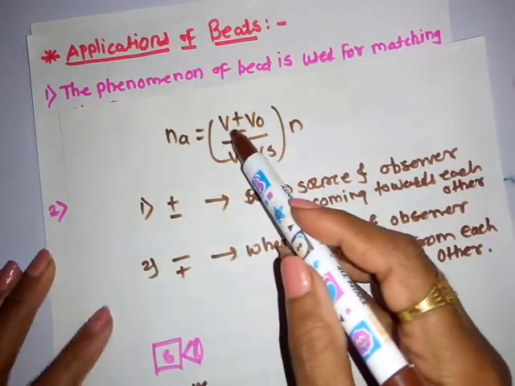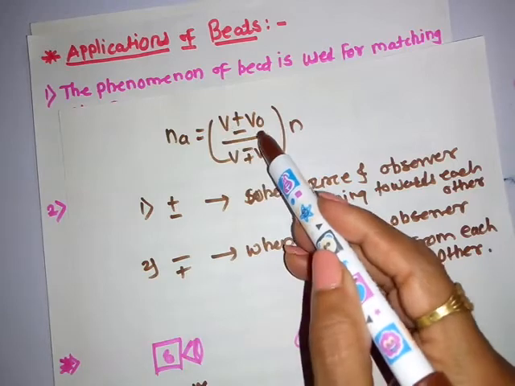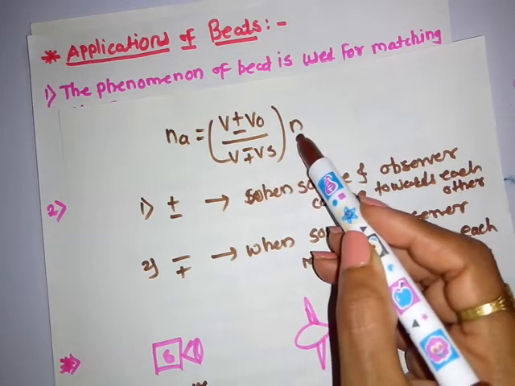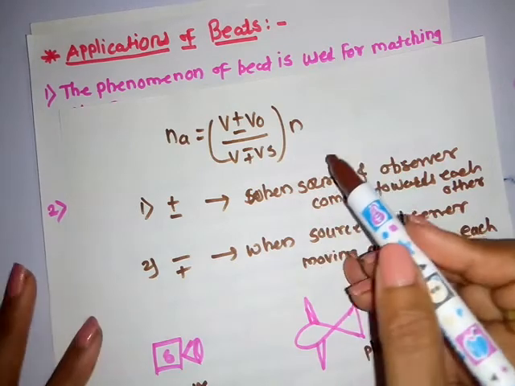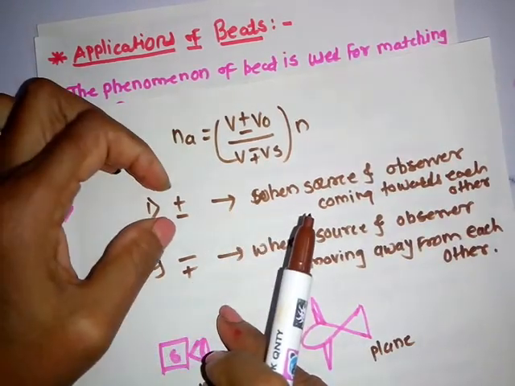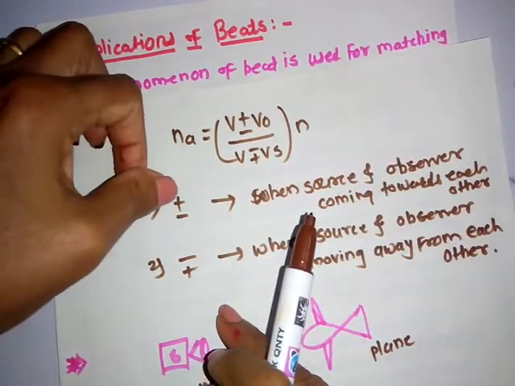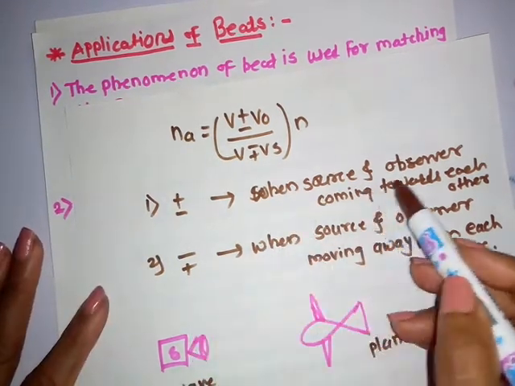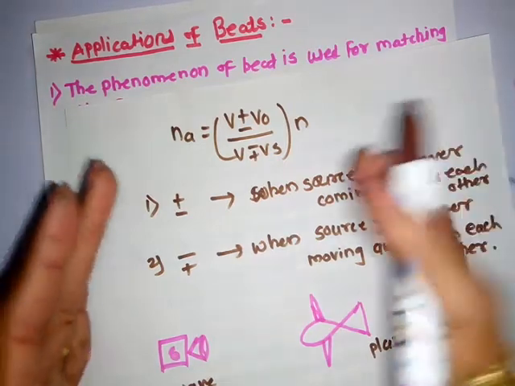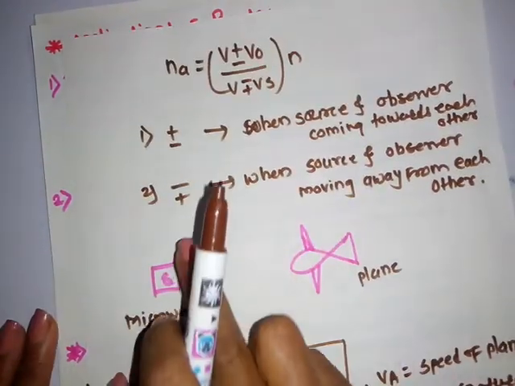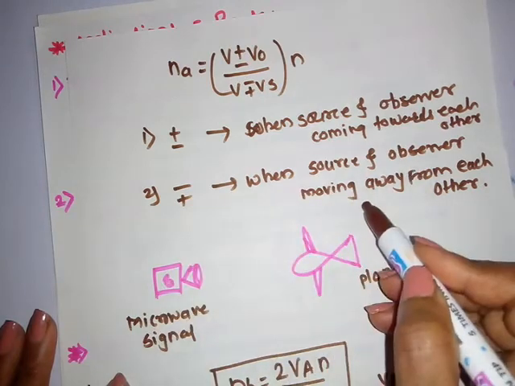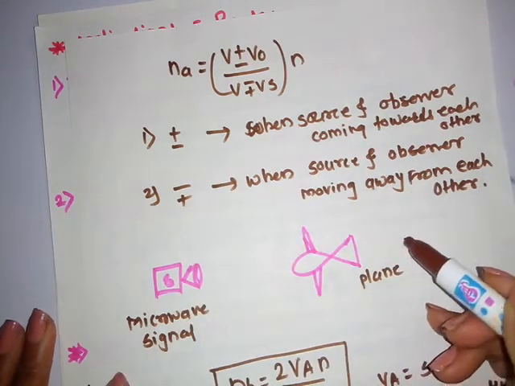Now in this case, V is the velocity of the sound, Vo is the velocity of the observer, Vs is the velocity of the source, and N is the true frequency. Now when such a sign is at the numerator and this is at the denominator, then it is when source and observer are coming towards each other. And the second case is minus and plus, when source and observer are moving away from each other.